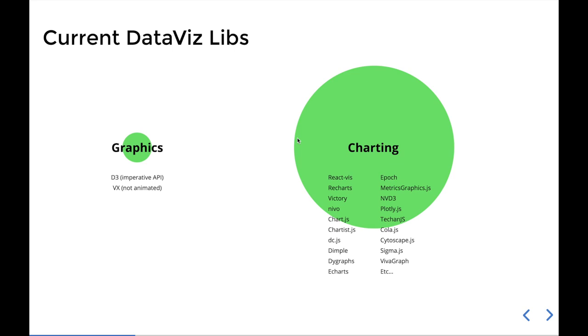So I looked around to see what existing libraries were available at the time, and the vast majority were charting libraries. But obviously, I didn't need a charting library. I needed something more low level. And when I talk about graphics, I'm talking about graphics in terms of shapes and symbols and what they mean, not about computer graphics. I'm talking about graphic design more and how it can be applied to data visualization.